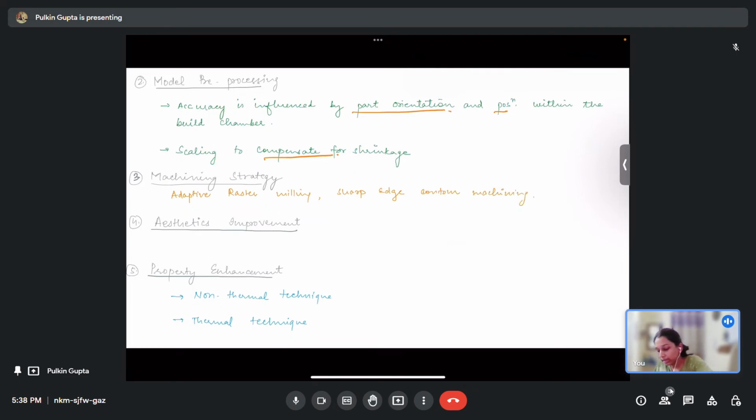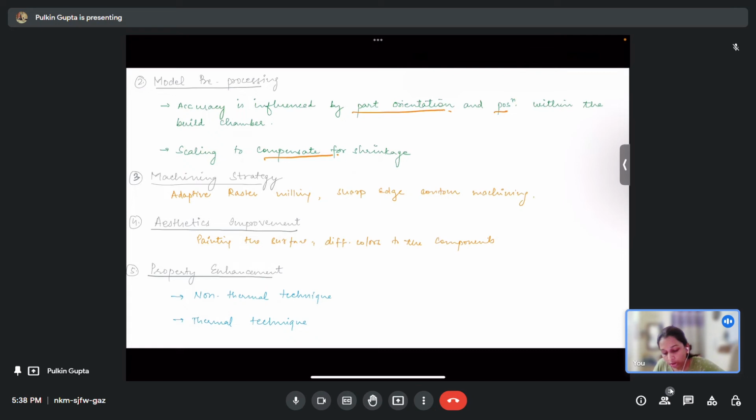Then aesthetics improvement: you can improve the aesthetics by painting the surface, improving the surface finish, providing different colors to the component, or by plating the component with any other material. And then the last is property enhancement using non-thermal and thermal techniques.